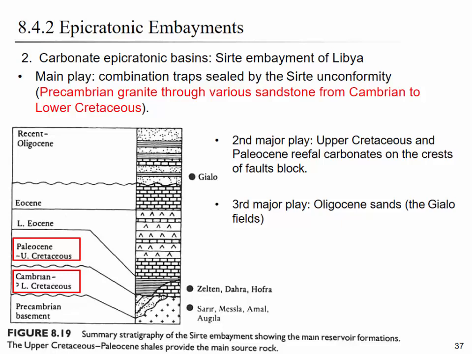So here, where is it? From here to here, right? Pre-Cambrian basin, basement to Cretaceous formation is the major play. And second major play is the Upper Cretaceous Paleocene carbonate. And the third major play is the recent formation here, the Oligocene sand. So it shows that vertically in the basin, you may have several layers that are producible or that give you the economical hydrocarbon production potential.